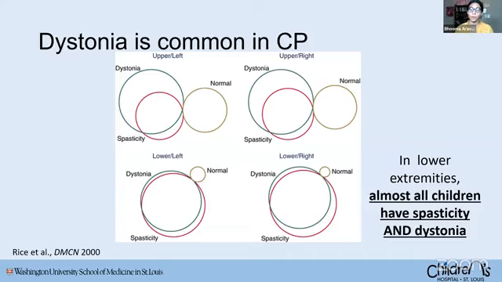As I was saying, we're focusing more and more on looking at dystonia in the legs because it is the legs where dystonia is most common in people with CP, which is not what we may think.